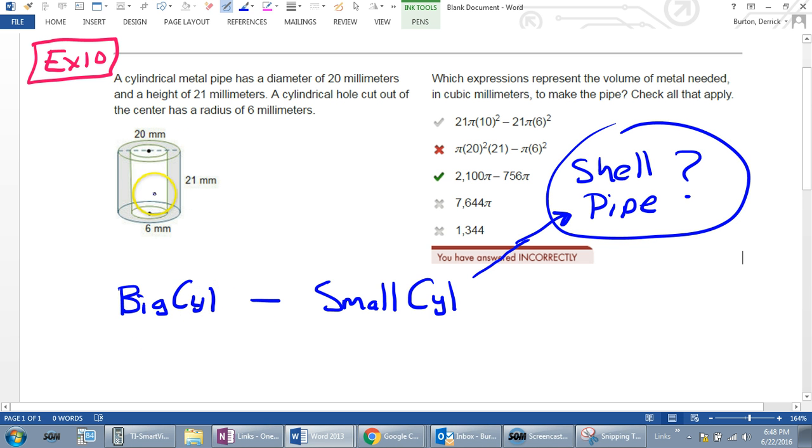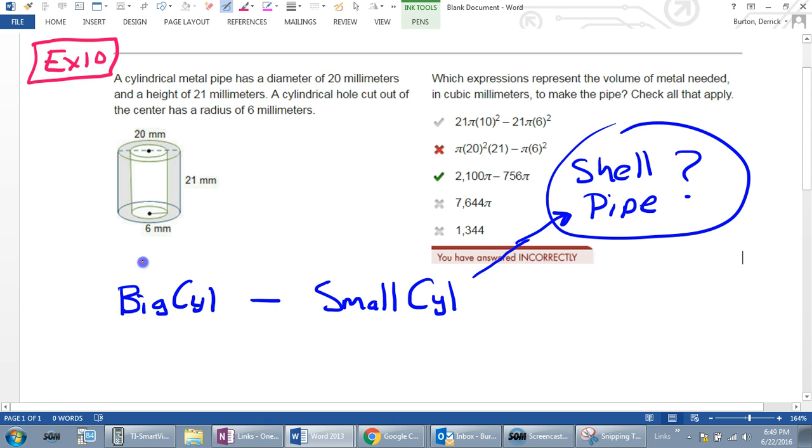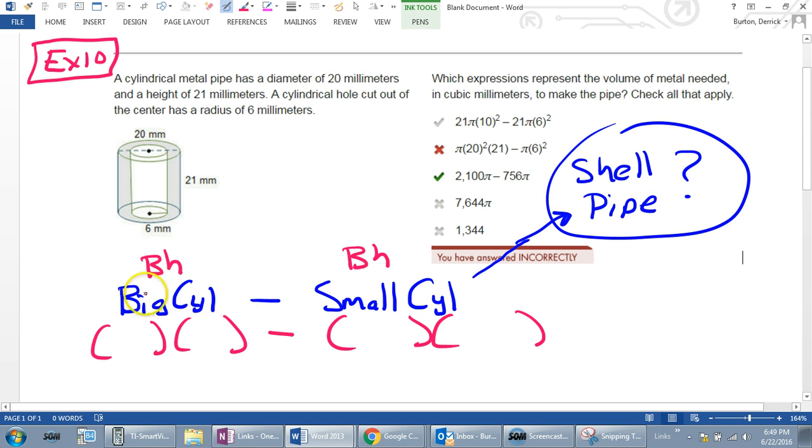Okay, so we have a shape inside of a shape. So we're going to subtract the big cylinder on the outside minus the small cylinder. In both cases, the volume of a cylinder is the area of the base times the height. So that's what I'm going to do. I'm going to do the area of the base times the height minus the area of the base times the height.